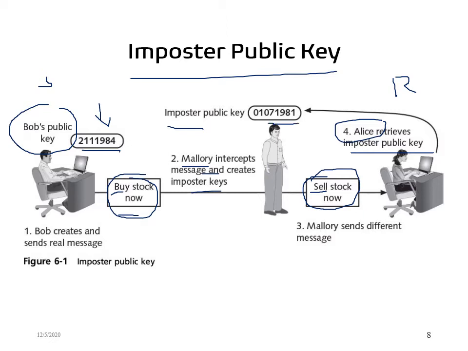01071981 instead of 2111984. So 2111984 is the original public key of the sender Bob. The attacker intercepts the message, removes this public key, and imposts the hacker's public key, right? So Alice retrieves the imposter public key and decrypts the message, gets "sell stock now", and sells the stock instead of buying the stock. So this is called the imposter public key attack. This is the weakness of the conventional digital signature.